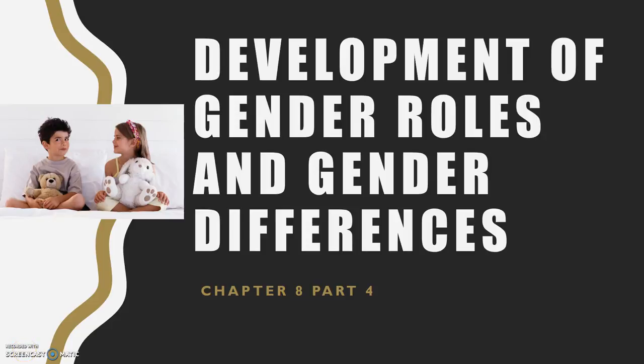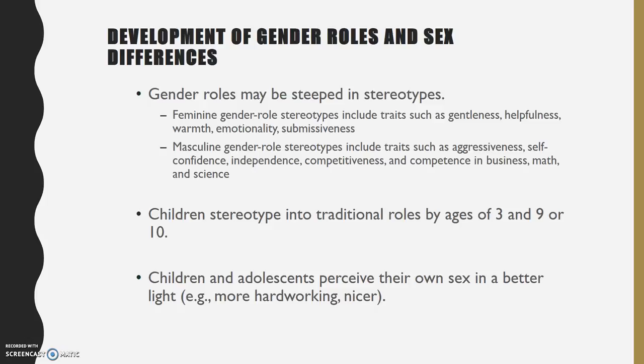Let's look at the last section in Chapter 8, Section 4, the development of gender roles and gender differences. How exactly does this happen? Well, we don't know, but let's take a look at some theories and what we do know. Now, the development of gender roles and sex differences may be steeped in just our stereotypes.